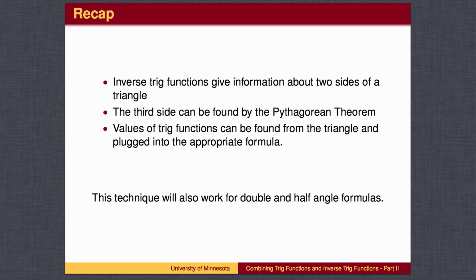To recap, inverse trig functions give information about the value of a trig function, which allows us to label 2 sides of a triangle. The third side can be found by the Pythagorean theorem. Values for these expressions can then be found by plugging in values read from the triangles into the appropriate formula. This technique will work for angle sum problems as well as double and half angle problems.